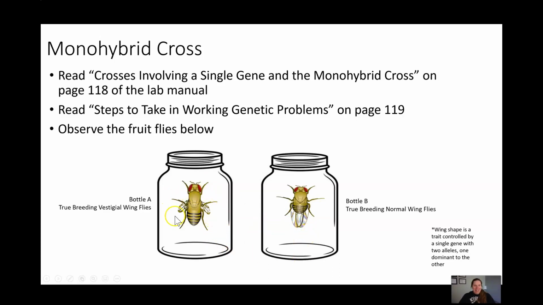In bottle A, we have a true breeding fly that has vestigial wings. So they're tiny wings that actually aren't functional. And in bottle B, we have true breeding flies that have a normal wing structure. So we have bottle A and bottle B. And remember, this is a very important hint. It says true breeding. If you recall from the Mendelian portion of our lecture, true breeding implies that these particular organisms are homozygous for that particular trait.